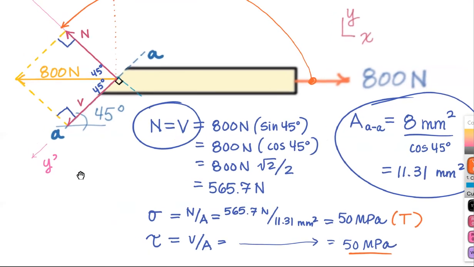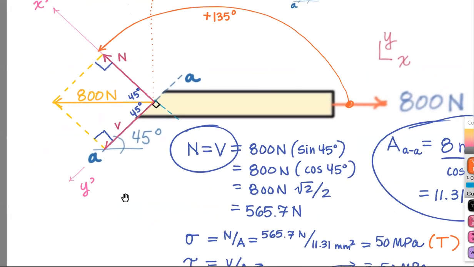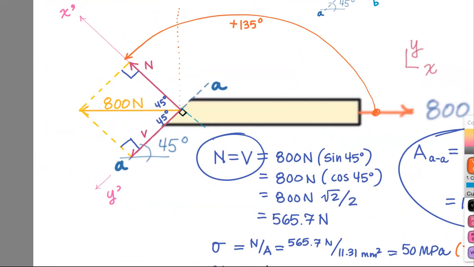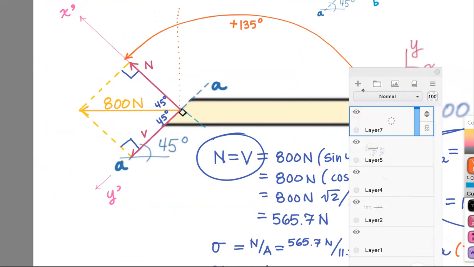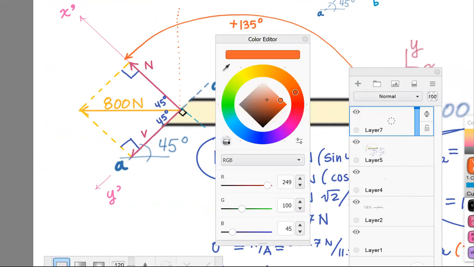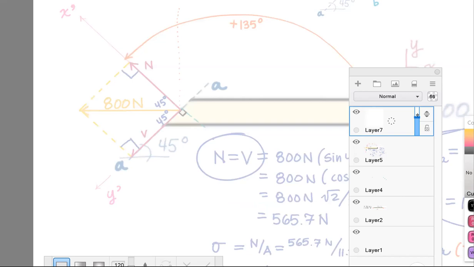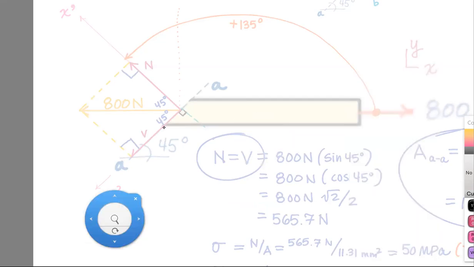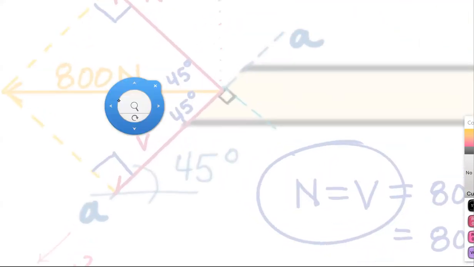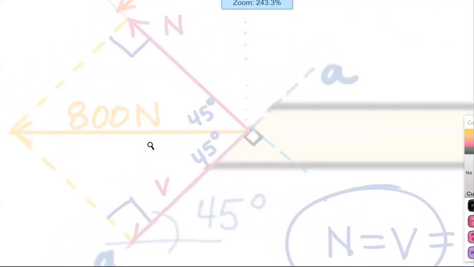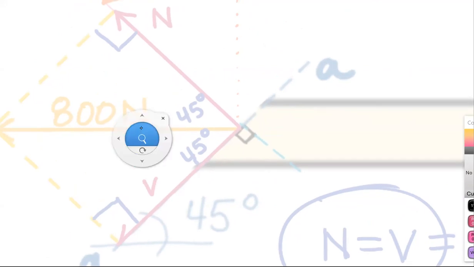To do that, let me think about how I want to do this. I'm going to do a new layer. I'm going to color it white, so we're going to wash out all the color and then fade it out a little bit. Cool. Add a new layer, and now I can zoom in and get a handle on this little stress element. So zoomy zoom. There we go.